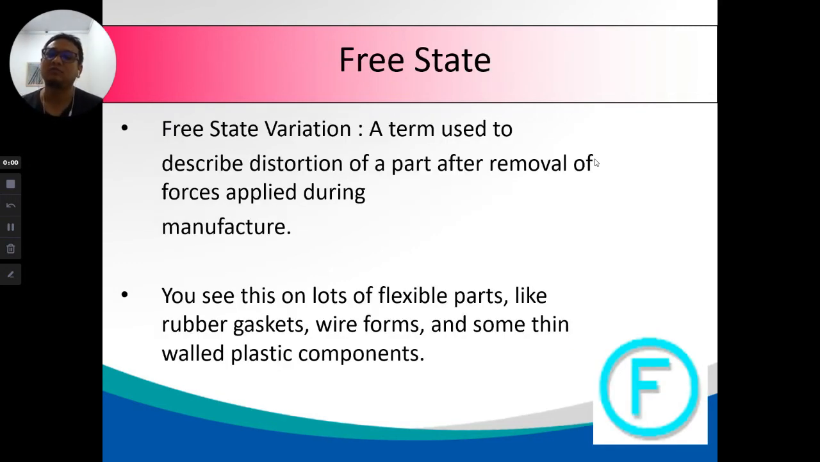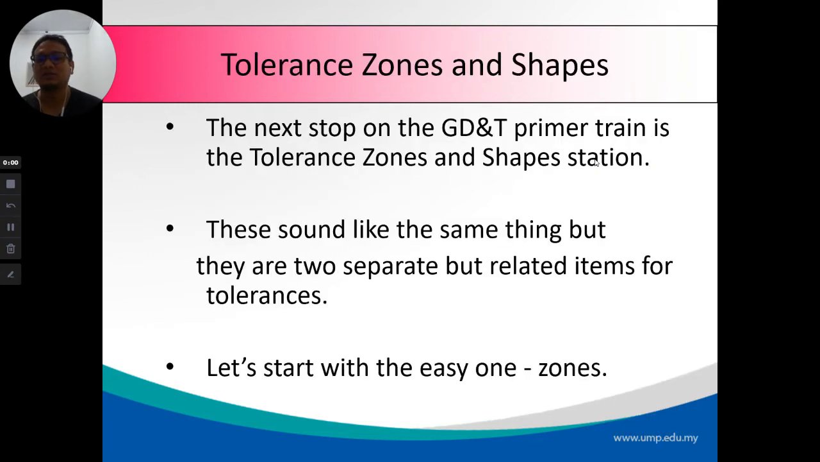The free state is a term used to describe a part after removal of a force applied during, for example, a car door, where you push the door towards the chassis, right? Or a flexible part, for example, a rubber gasket or wire form. When you apply force onto it, it may react to the force and change its features.